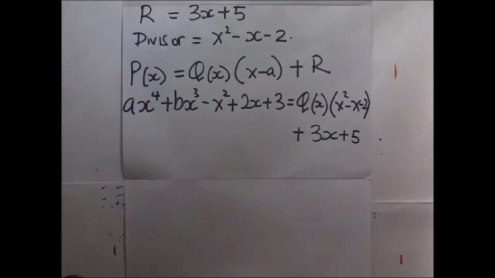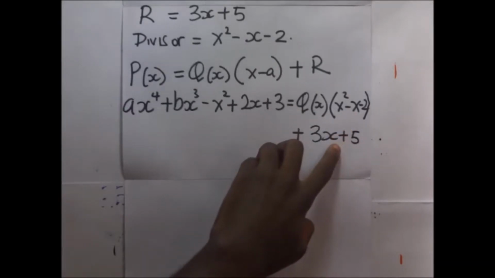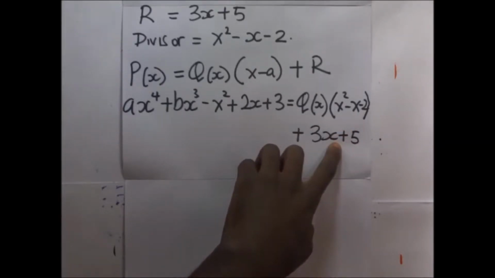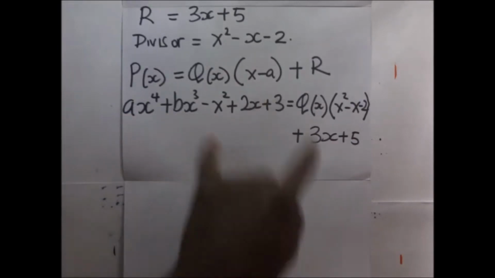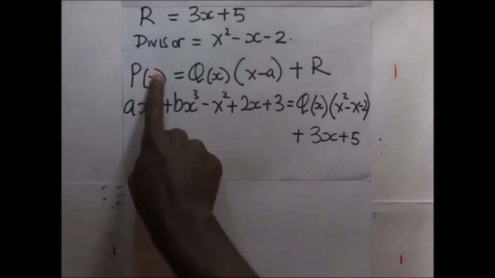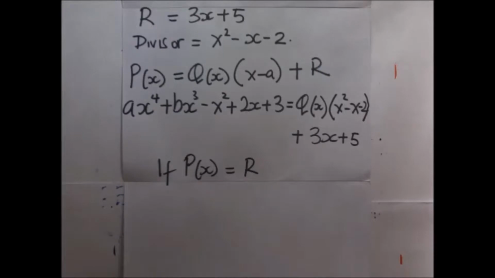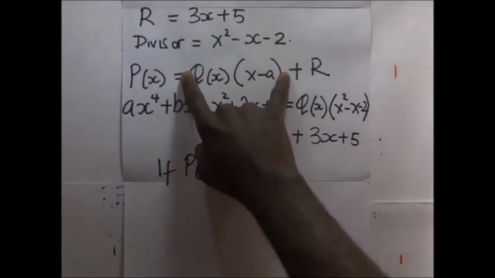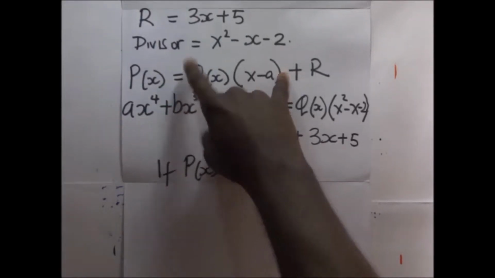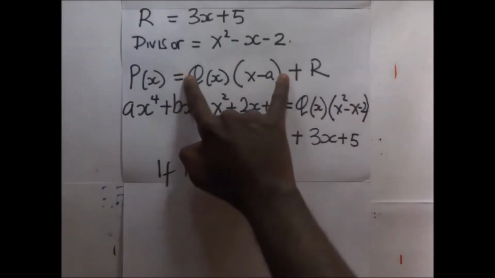So our polynomial is saying that ax to the power 4 plus bx cubed minus x squared plus 2x plus 3 is supposed to be our quotient times our divisor plus the remainder. They're asking us to find the values of a and b in this polynomial. We all know that if p of x is to be equal to the remainder, then it means that this whole term should be equal to 0 for that to be possible.